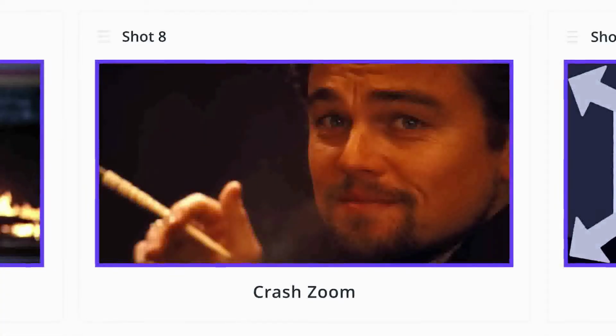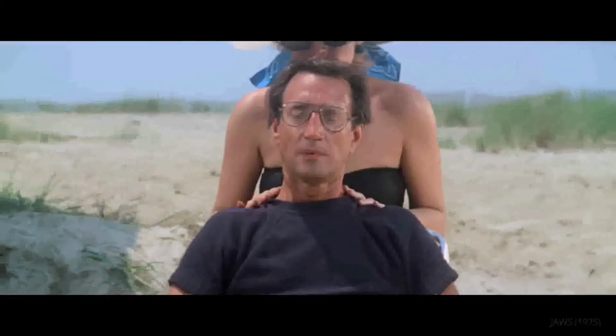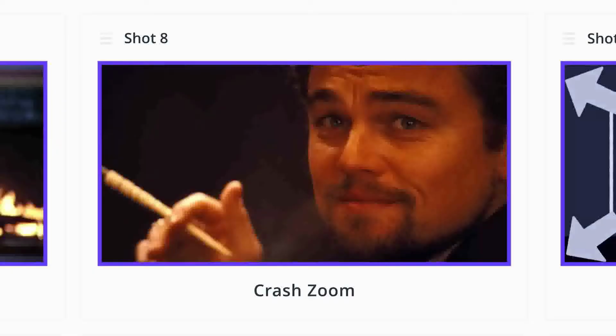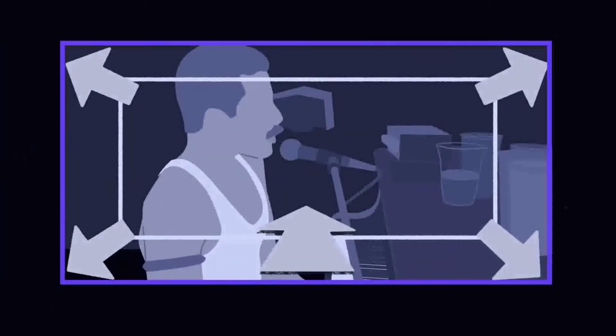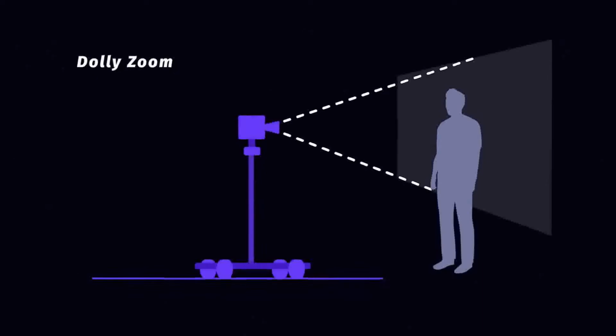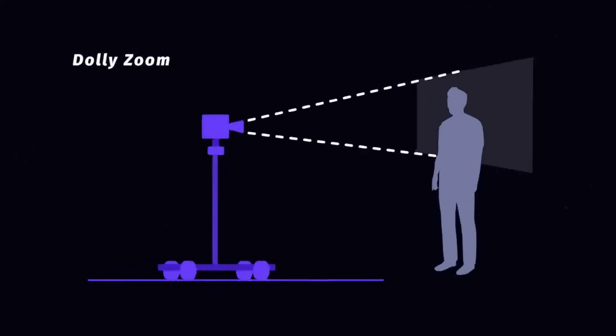Now, what happens when you pair the in-camera movement of a zoom with physical movements of a camera? It's none other than the Dolly Zoom. A Dolly Zoom utilizes both a dolly movement and lens zoom to create something called the vertigo effect. Named after its dramatic use in Hitchcock's Vertigo.